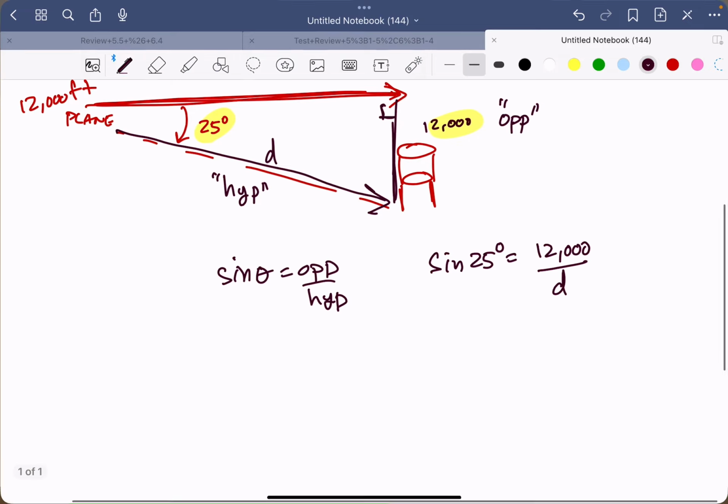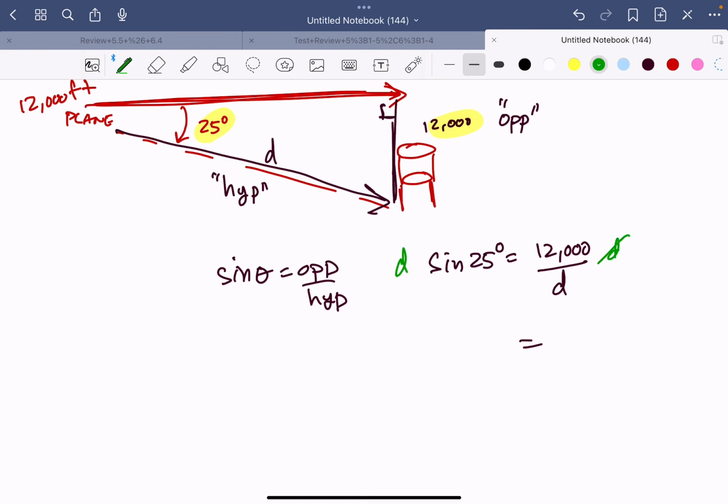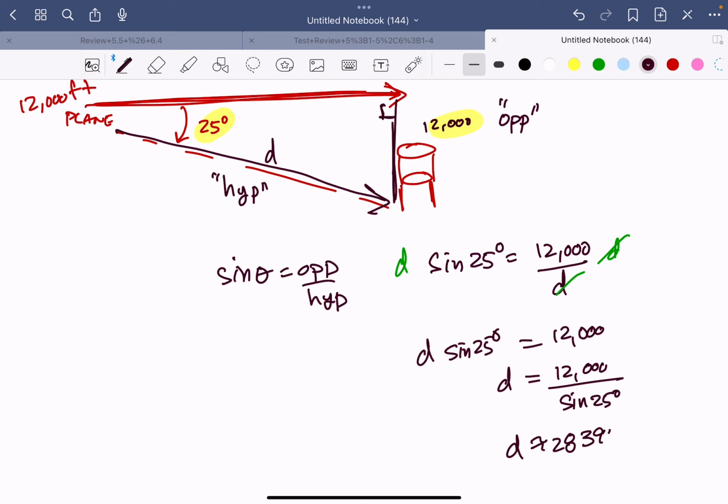Now I solve by multiplying both sides by d. Some stuff cancels out, and you get 12,000 equals d sine of 25 degrees. Then you divide, and d is equal to 12,000 divided by the sine of 25 degrees. We just divided by this, right? Then I take out my calculator, and actually I end up using the Wolfram Alpha app. I get that d is approximately 28,394 feet.